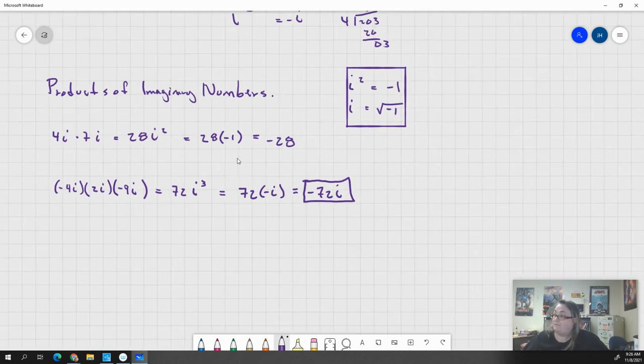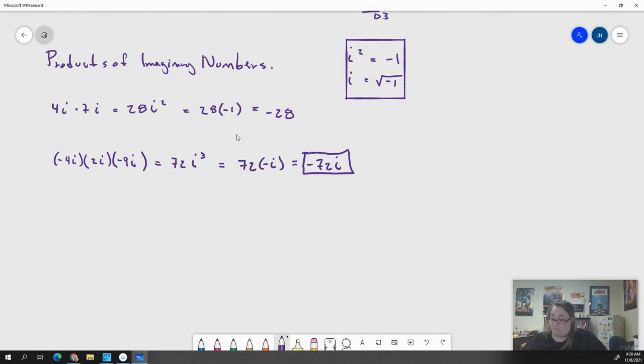What if I have 2i cubed times 5i? That is like saying 8, because 2 times 2 times 2 is 8, i cubed times 5i, which gives me 40 i to the fourth. If you remember, i to the fourth just equals 1, which just gives me 40.